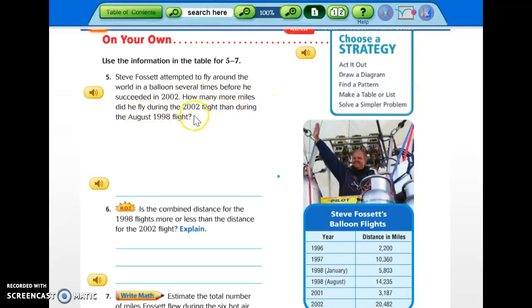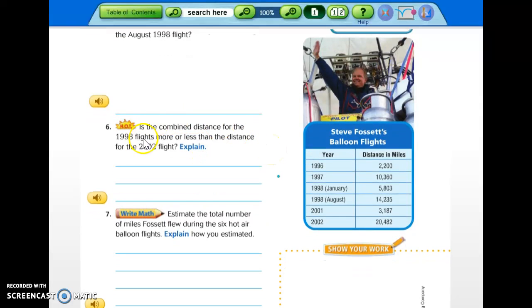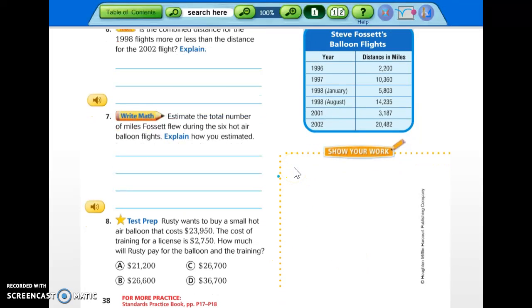Okay, so it said how many more miles did he fly in the 2002 flight than during the 1998 flight? So I'm just going to let you know that number 5 is going to be a subtraction problem using the numbers off the chart. Number 6, is the combined distance for 1998 flights more or less than the distance of the 2002 flight? So he did more than one flight in 1998, so you're going to have to add those up and then decide if it's more or less than the 2002 flight. Number 7, estimate the total number of miles he flew. So estimate, you're going to round all those numbers, and then you're going to add them and tell me. Again, show your work.